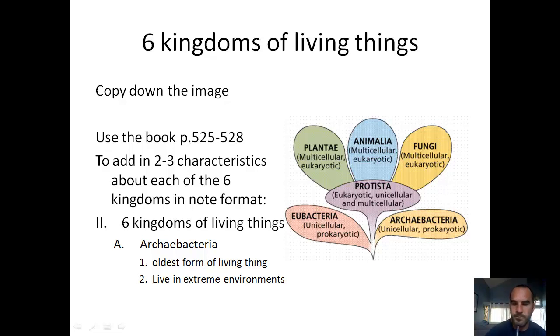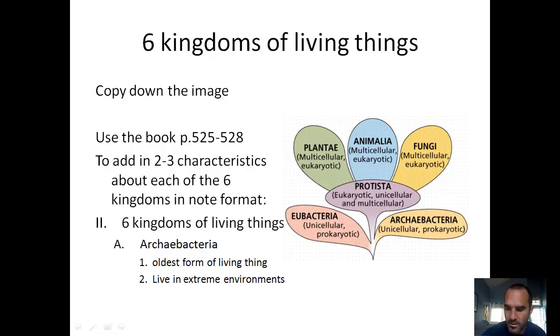So protists are really a funky kind of group. They're single-celled. Some are multi-celled, and they have this really large variety of ways that they live. Some of them are plant-like, some of them are animal-like, and some of them are fungus-like.